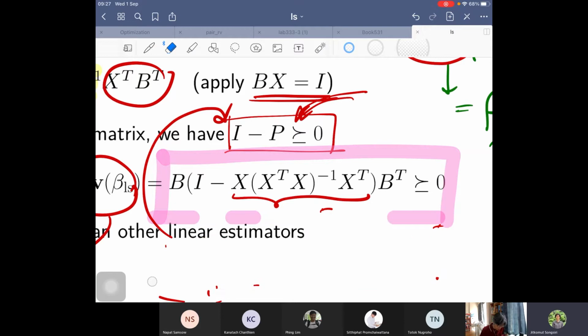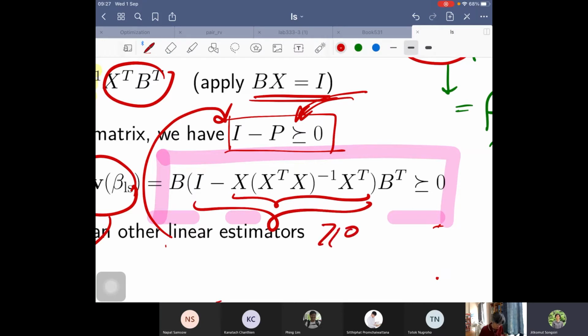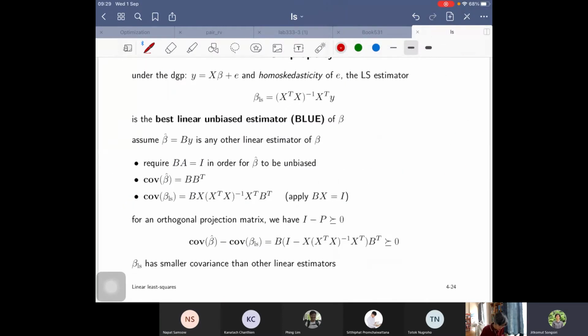Given that I minus P is a positive semi-definite matrix, you would conclude that this whole term is also positive semi-definite. Of course, if you pre- and post-multiply by any rectangular matrix, it still preserves the positive semi-definite property. So the results show us that, at the end, the covariance of any other estimator, minus the covariance of your beta hat least square, is always positive semi-definite. It means that the covariance of beta hat least square has the smallest covariance, and that is the BLUE property of the least square.